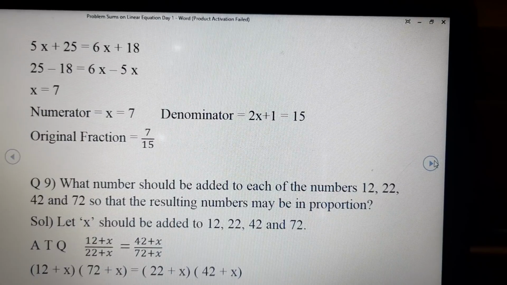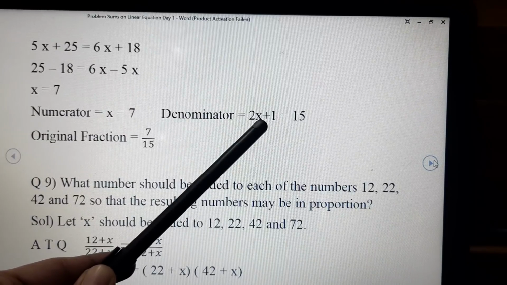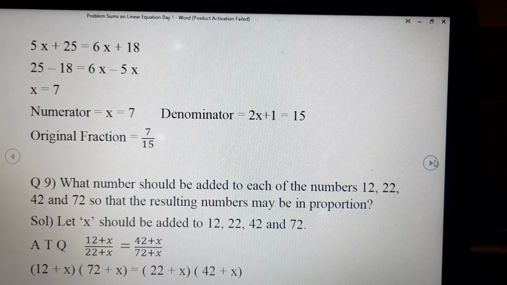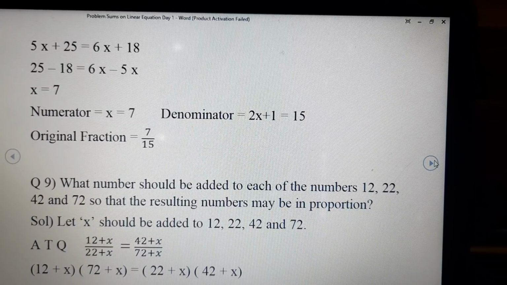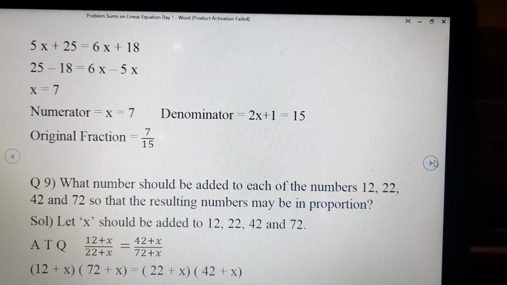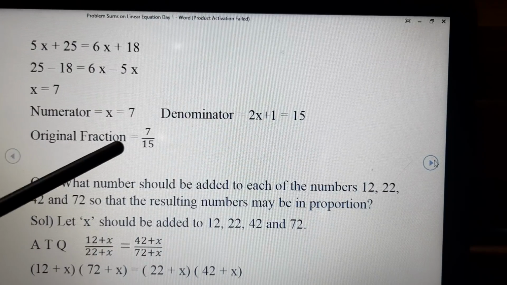So numerator becomes 7 and denominator was 2x plus 1. So we'll substitute x here. 7 2s are 14, 14 plus 1, 15. Still we have not reached the answer. If you leave your answer here as 7 and 15, then one complete mark will be cancelled. So you have to answer the original fraction.